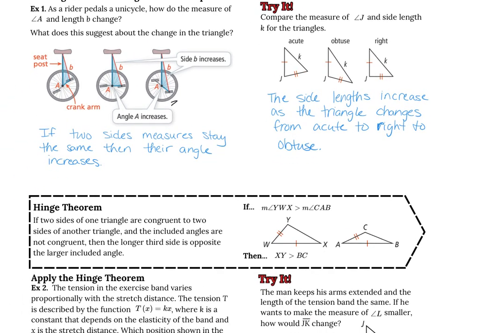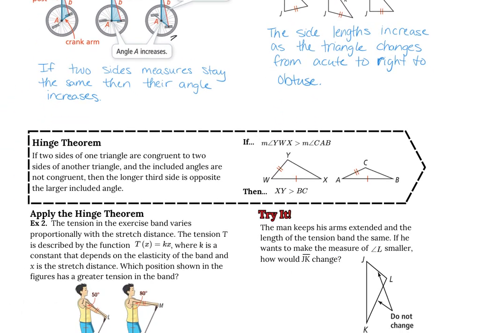Okay, our hinge theorem. So our hinge theorem, if two sides of one triangle are congruent to two sides of another triangle, and the included angles are not congruent, then the longer third side is opposite the larger included angle.